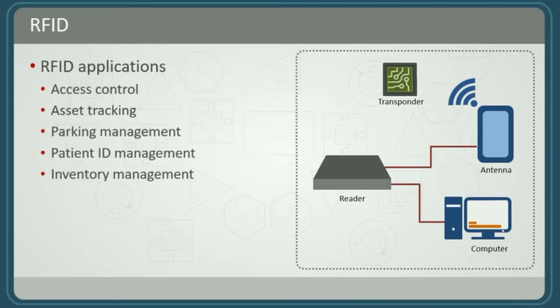Asset tracking, parking management, patient ID management, inventory management, basically anything or anyone that can be tagged can be picked up by the antenna that you see here, which is fed to a reader, which is connected to a computer, which can in turn register the transmission between the antenna and the transponder. So you can track inventory as things come and go by just scanning them, of course.